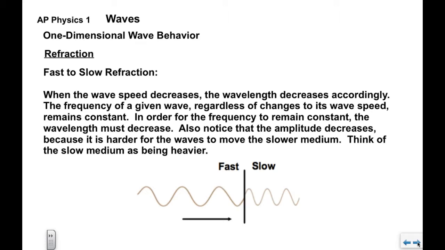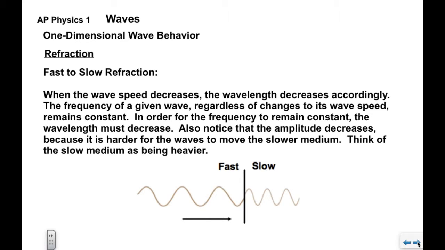In the event that we have a faster medium into a slower medium, when the wave speed decreases, the wavelength decreases accordingly. So the frequency of a given wave, once it's generated, regardless of any changes to its wave speed, the frequency remains constant. So in order for the frequency to remain constant, when the wave speed decreases, the wavelength must also decrease. There is also an amplitude decrease.